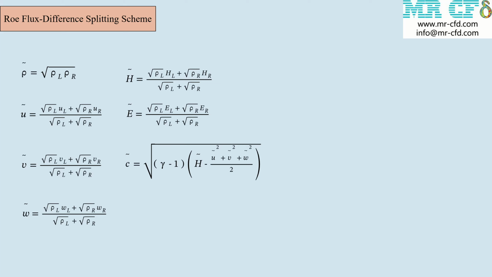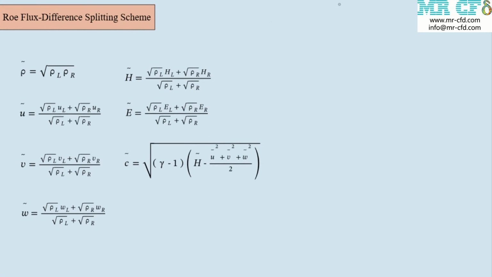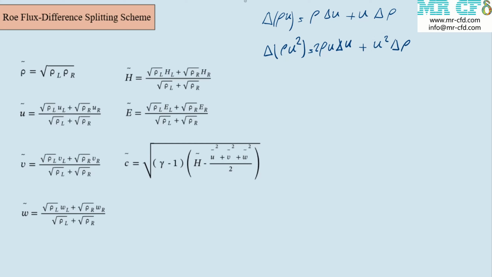Consequently, the relationships that define the interface values based on the properties of the right and left cells are presented here. For example, let's derive the value of u tilde based on u and ρ at the right and left cells. We start with the expression for delta ρu, which equals ρ delta u plus u delta ρ. For the momentum equation, the expression delta ρu squared, using the chain rule, equals 2ρu delta u plus u squared delta ρ. If we use the first relation, ρ becomes delta ρu minus u delta ρ, divided by delta u.